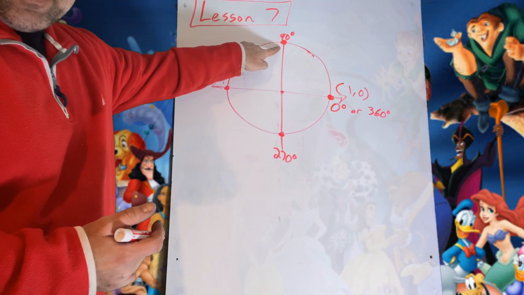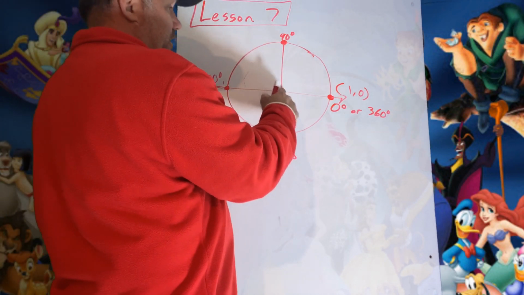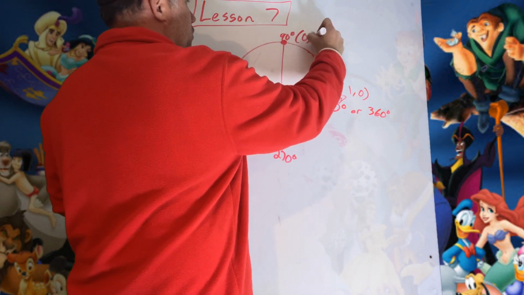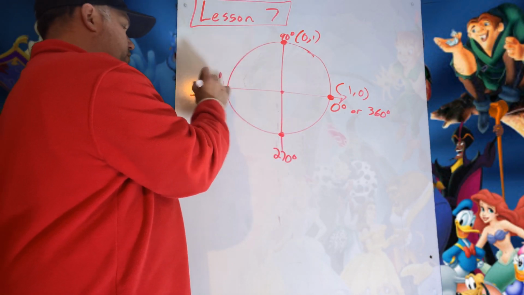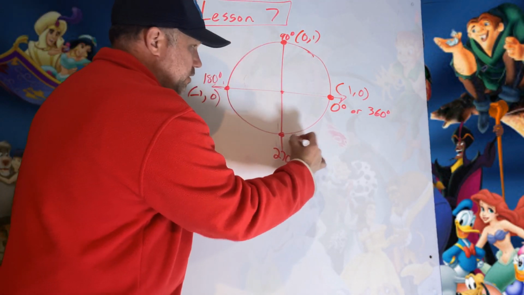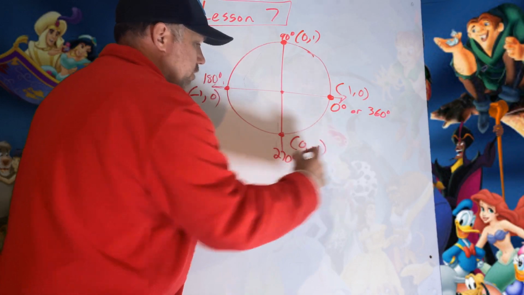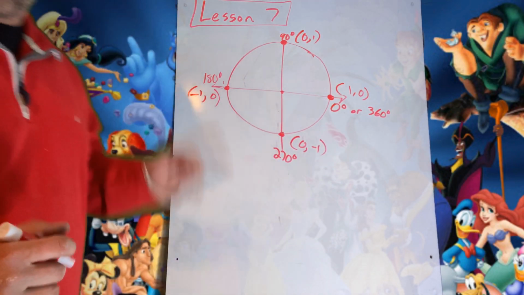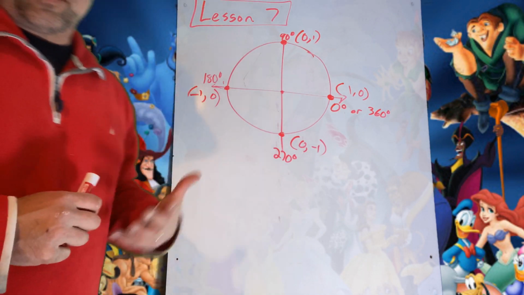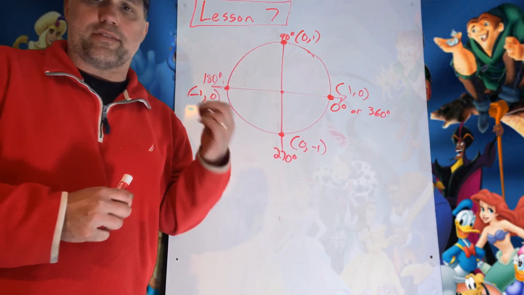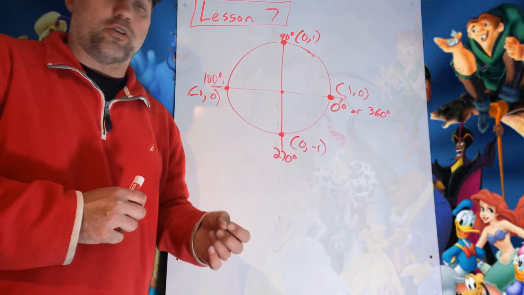Up here, this coordinate, since again the radius is 1, this must be 0, 1. This one over here, since we're going this way, is negative 1, 0. And this one down here would be 0, negative 1. So I now have the coordinates labeled for each of these angles. And I've got these coordinates because I know that this circle has a radius of 1.